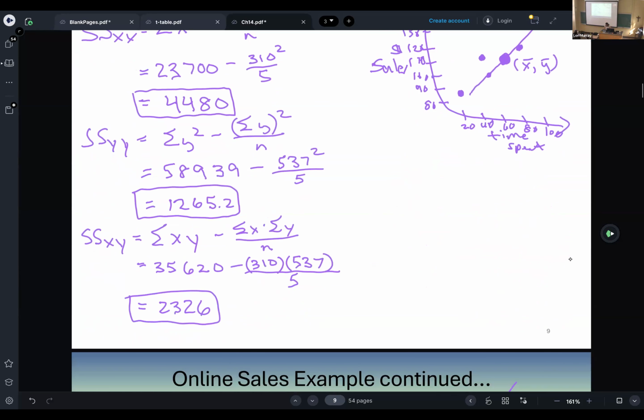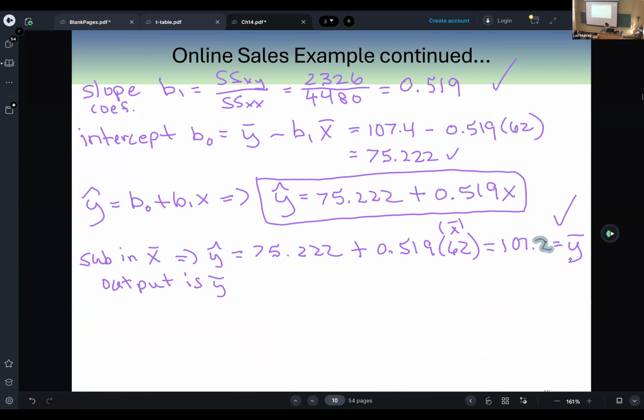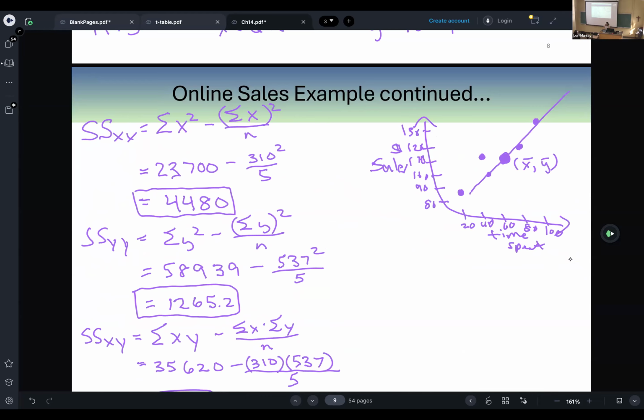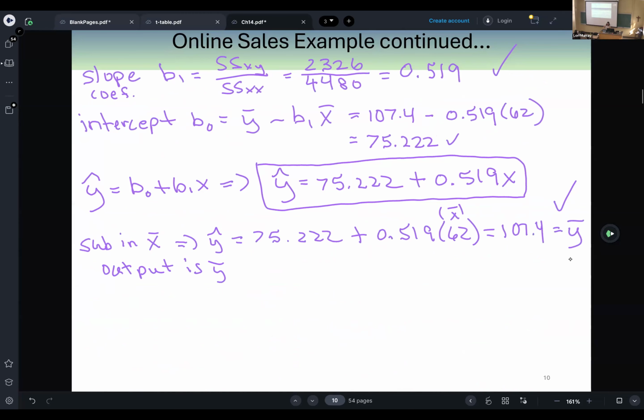107.4, sorry. It should be 0.4, right? 40 cents, we said? 40 cents, yeah. It does work out to be that. 107.4, and it should be right on that line. Right? Any questions on that?